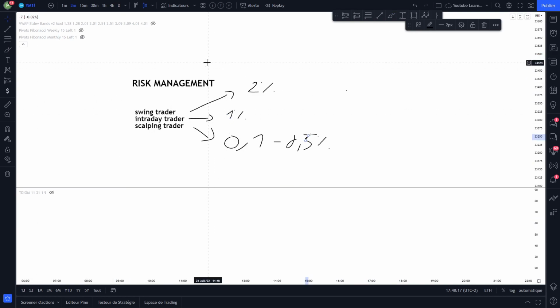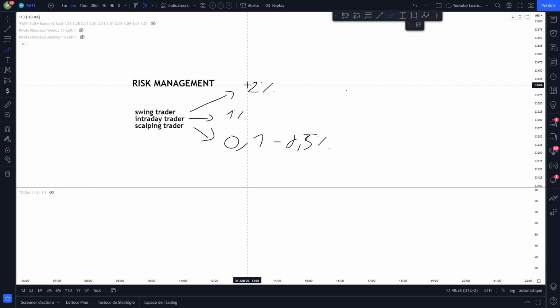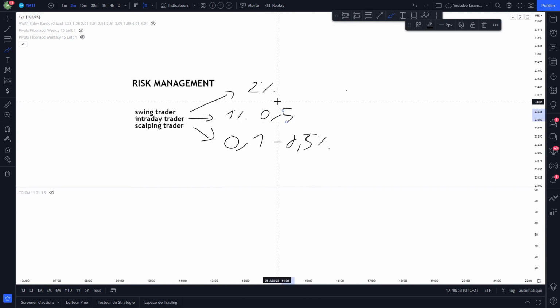Okay guys, the last part is about risk management. So risk management really depends on your trading style. If you're a swing trader, maybe you will risk no more than 2% per trade, and only if you take 1 or 2 trades per week, and if you have a good setup. For me, I'm an intraday trader, and I risk no more than 1% per trade, and I usually take 2 to 3 trades per day, but it really depends on the day, and it can even be 0.5%. It depends on the setup.